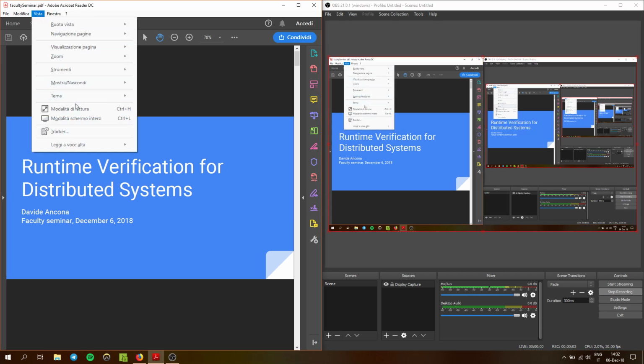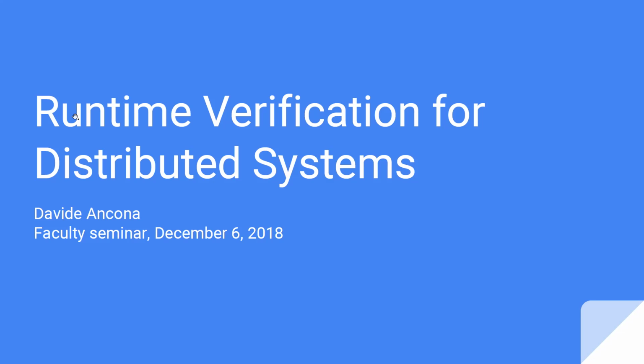Okay, good afternoon. Today is faculty notes day, so we will have two talks given by professors. The first speaker is Davide Ancona. He's a professor here working on programming languages and software verification, and today he will talk about a verification technique called runtime verification and how to apply it in the context of distributed systems.